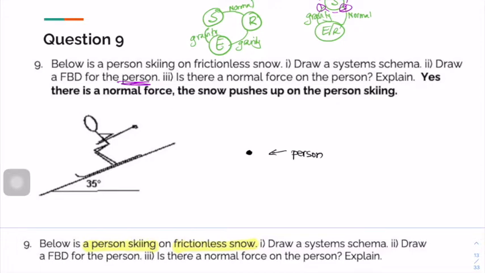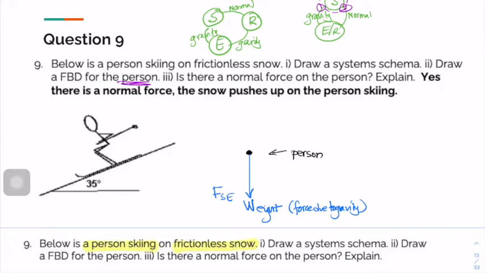Gravity always goes straight down. We'll do this in a different color. So this is the weight, and this is the force due to gravity. And so the label is going to be the force on the skier by the Earth.